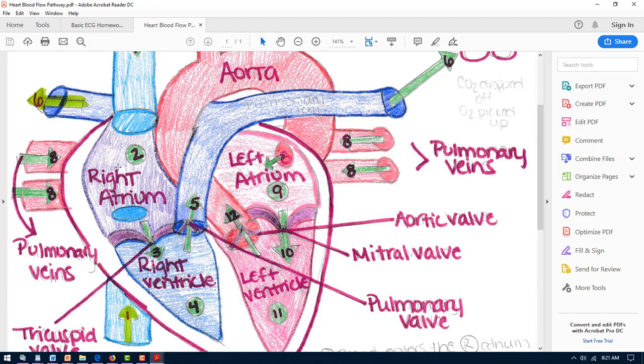So we have an SA node here, and we have the AV node here, and so our atria contract at the same time, and our ventricles contract at the same time. So the right side of the heart is putting blood to the lungs, and the left part of the heart is putting blood out to the body. Hope that makes a little bit more sense. So when we start talking about our rhythms, it's a lot easier to understand what the rhythm is just because we know how the heart works.